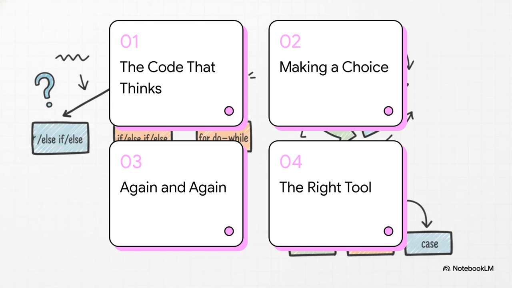So here's our game plan. First, we'll talk about why we even need to control our code in the first place. Then we'll dive into the tools for making choices. After that, we'll look at how to make our code do things again and again. And finally, we'll pull it all together so you know exactly which tool to grab for any problem.